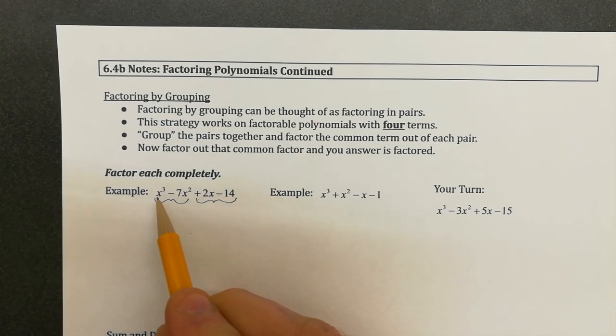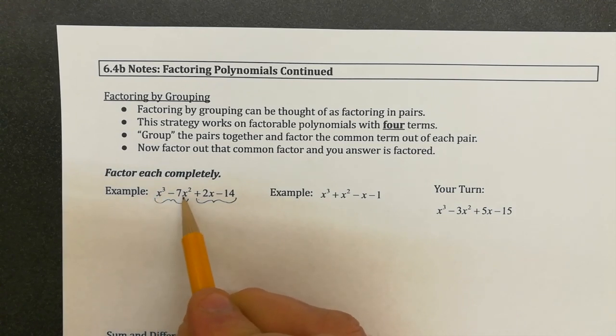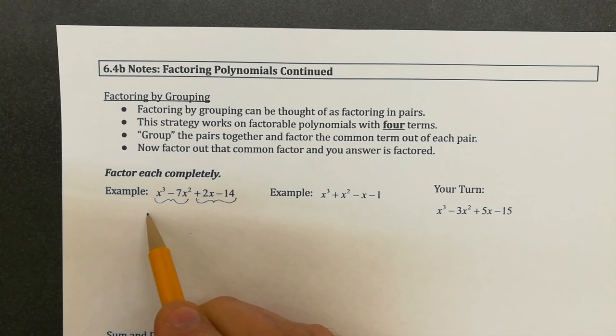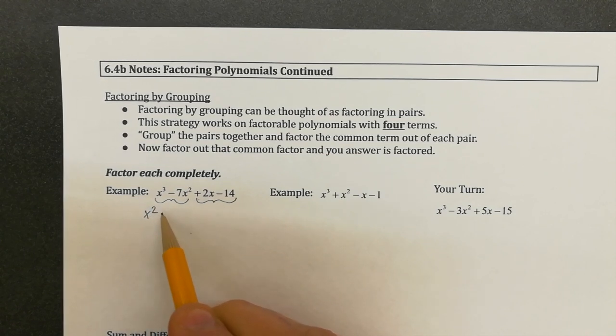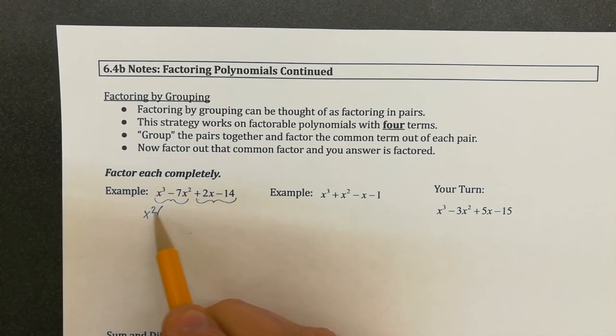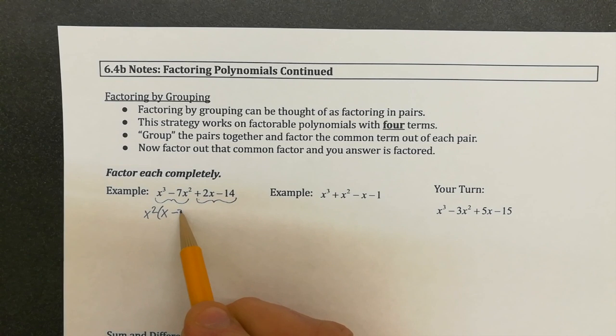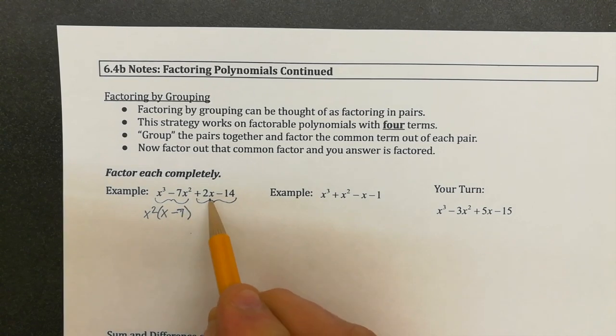But I can take out 2 x's, right? This has a total of 3 x's being multiplied in that term, 2 x's. So I can take out or divide out 2 x's. And what am I left with? Well, x squared times what is x to the third? X. X squared times what is negative 7x squared? Negative 7.